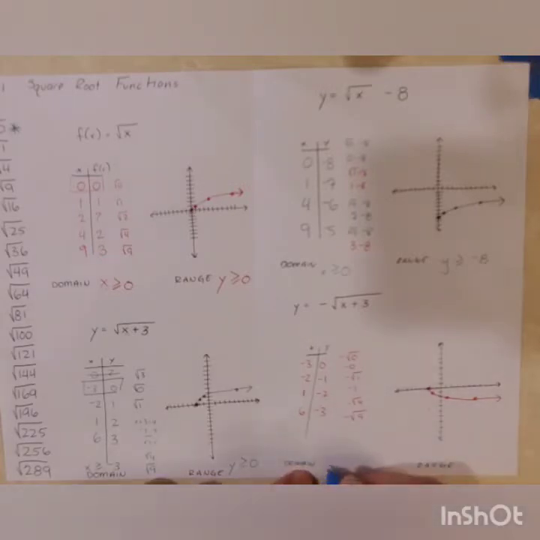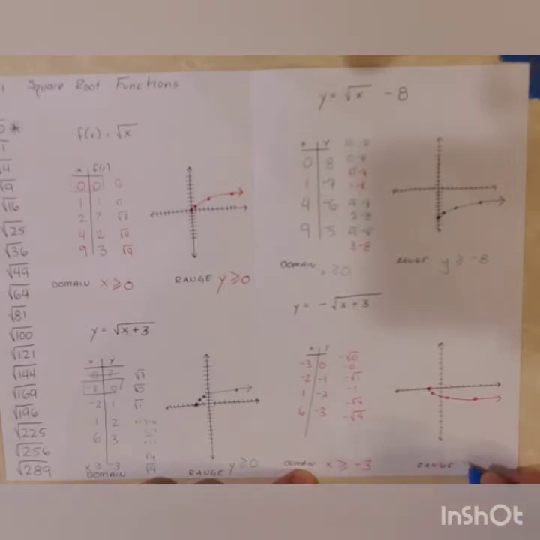Domain, same game. What's going on with my x's? If you look at your x's on the graph, it starts here, goes to the right forever and ever, so your x's are getting bigger. Remember, to the right are bigger numbers. And that leads us to start at -3.